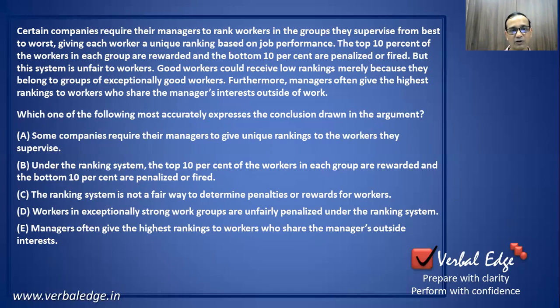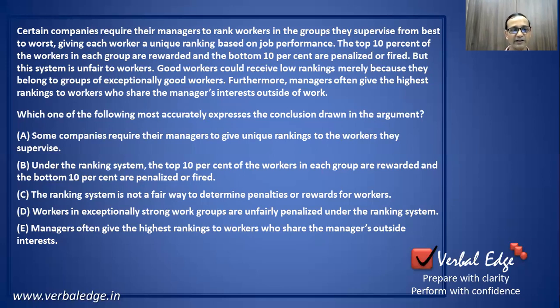C, the ranking system is not a fair way to determine penalties or rewards for workers. Now, this is reflecting the third sentence, which in the discussion we identified as the main idea. Option D is representing the fourth sentence. Good workers could receive low rankings merely because they belong to groups of exceptionally good workers, right? So this is the premise part. And E is representing the last sentence. So this again is the premise part.